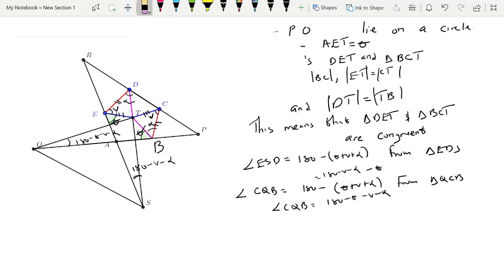And so, kind of similar triangle stuff going on here. Let's just see what those triangles are.